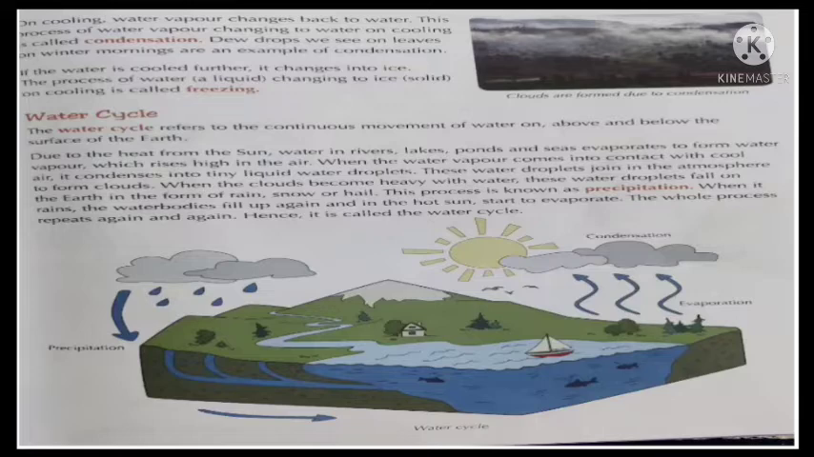When the clouds become heavy, these water droplets fall on the earth in the form of rain. This process is known as precipitation. When it rains, the water bodies fill up again and in the hot sun start to evaporate. The whole process repeats again, and this process is known as the water cycle.